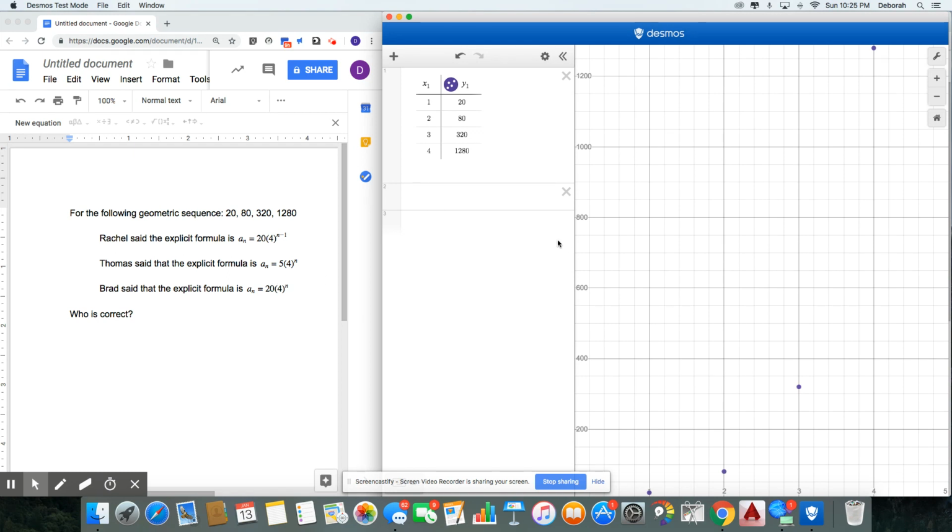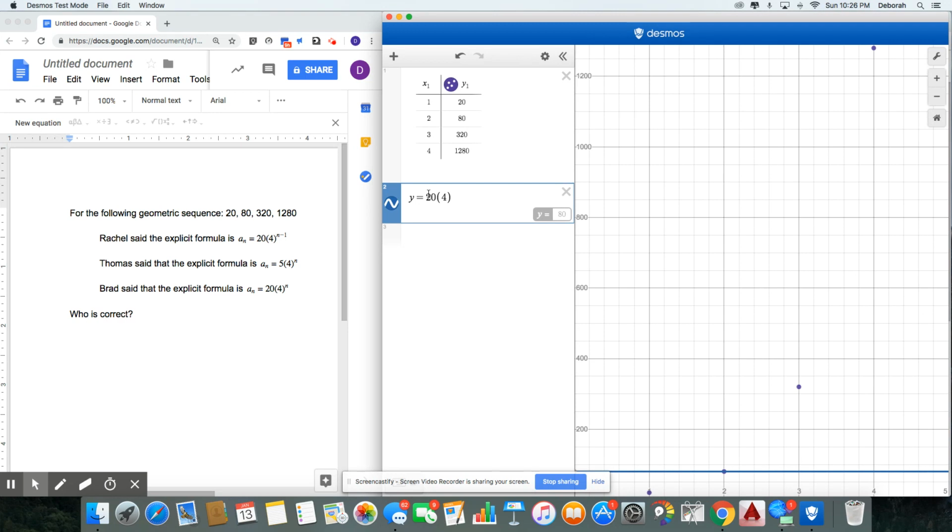So now that I've got my Desmos set up, I'm going to look at each of the different formulas to see which ones actually incorporate these 4 points. So we're going to start with Rachel. Now Rachel is given an explicit formula. Desmos can't handle the a sub n's. They need equations to go x, y. So we're going to just set up Rachel's formula as y equals 20 parentheses 4 parentheses.